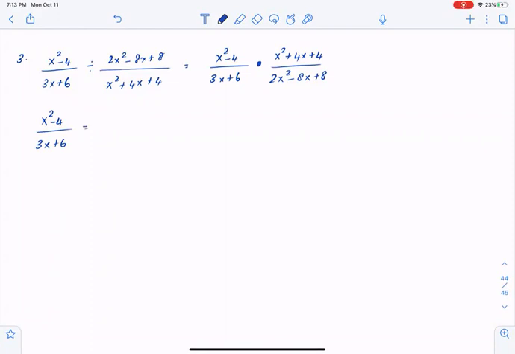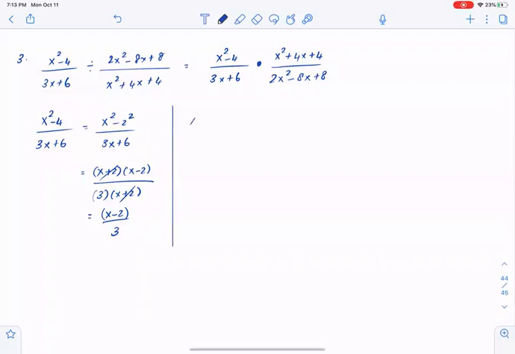X squared minus 4 is of the form a squared minus b squared. So I could write the numerator as x plus 2 times x minus 2. In the denominator, there is a 3 in common. If I pull that out, I would have x plus 2. So those two would go away. And we will simply have x minus 2 divided by 3.